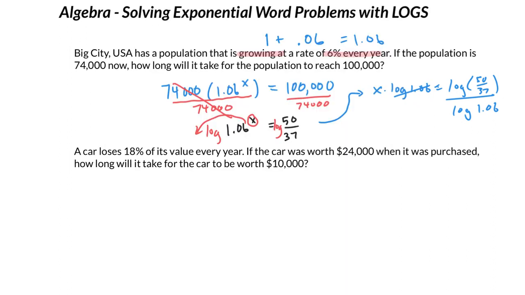A car loses 18% of its value every year. So it's losing 18%. It was worth $24,000 when we purchased it. How long will it take for it to be worth $10,000?